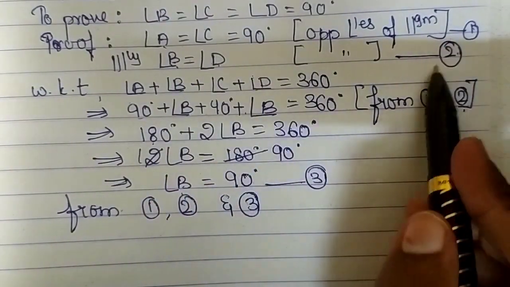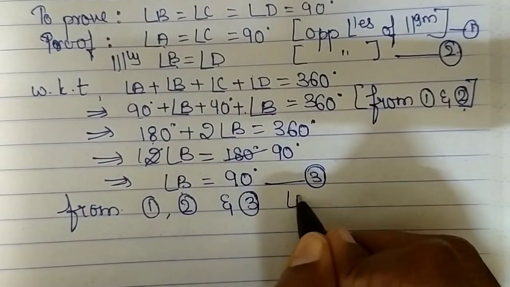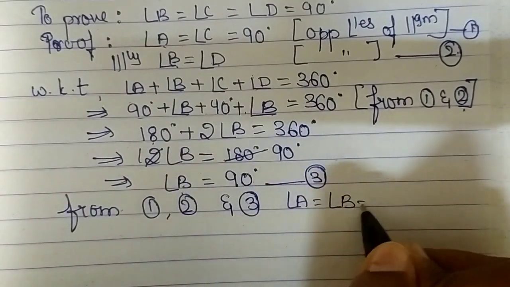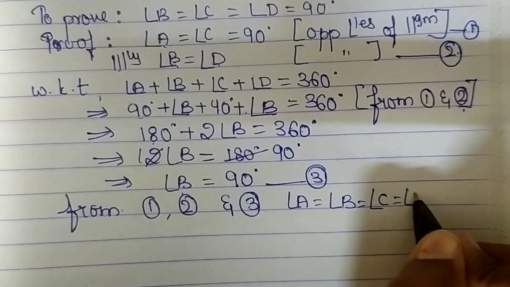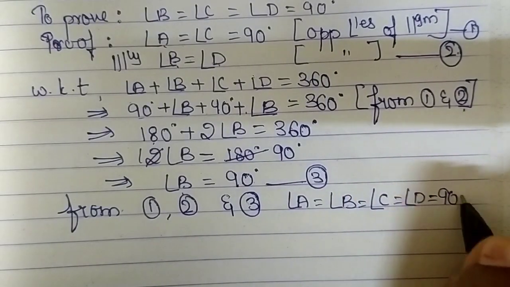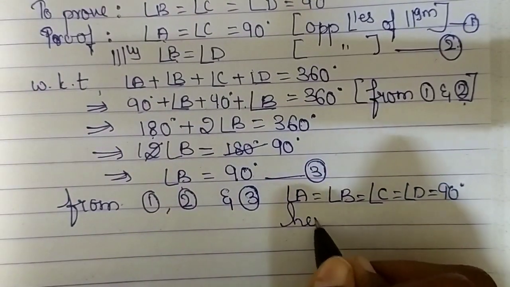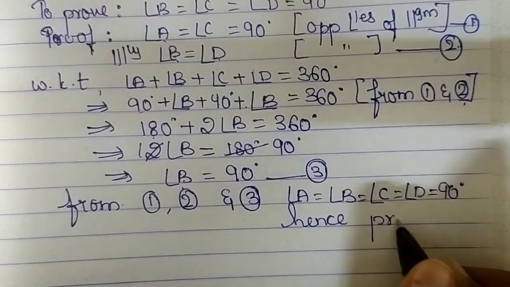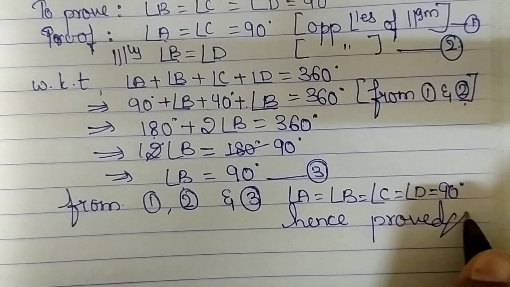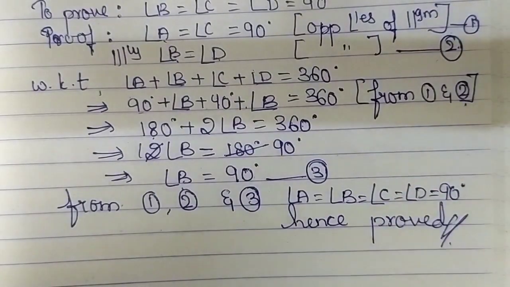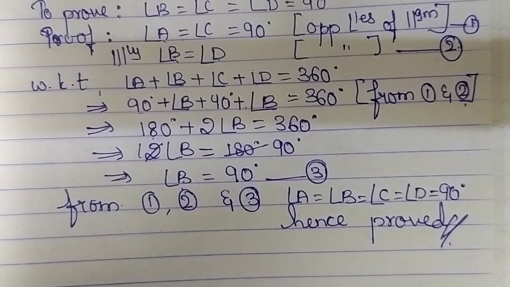So from results 1, 2 and 3, angle A equals angle B equals angle C equals angle D is equal to 90 degrees. This is the proof. Hence, proved. So we proved that all the angles of a rectangle are right angles using two theorems. That is, opposite angles of a parallelogram are equal, and the second theorem was angle sum property of the quadrilaterals.